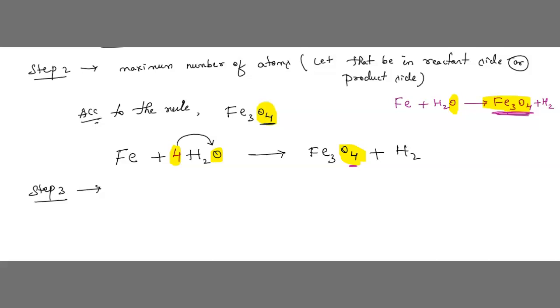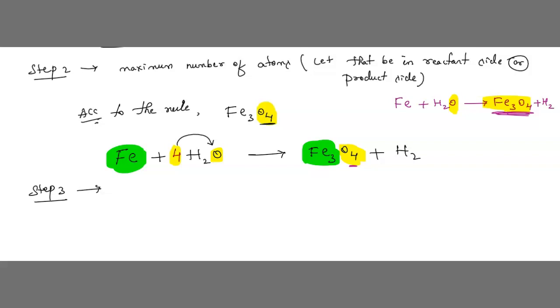Now the second highest, that is Fe. How many Fe do we have? 3 Fe. But here, in the reactant side, how many Fe do we have? 1 Fe. Correct, no children? Are you getting? I can show you here. Here we have 1 Fe, here we have 3 Fe, right? First highest was 4, next highest was 3.